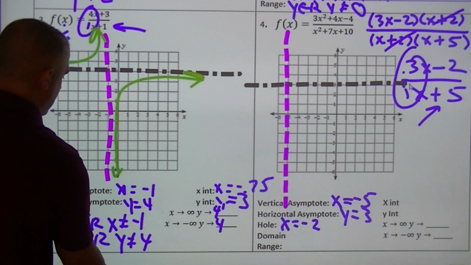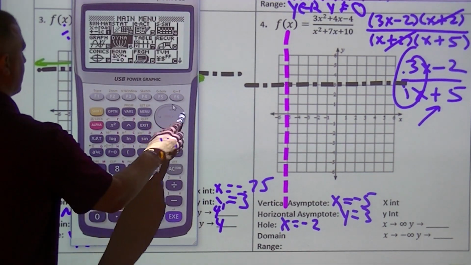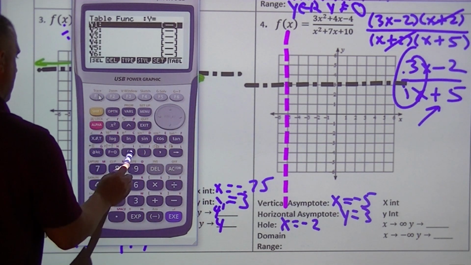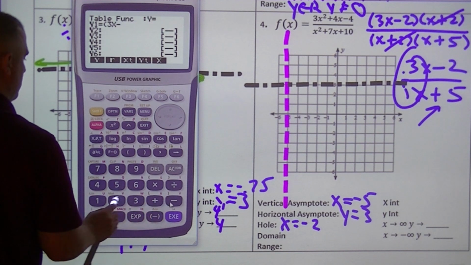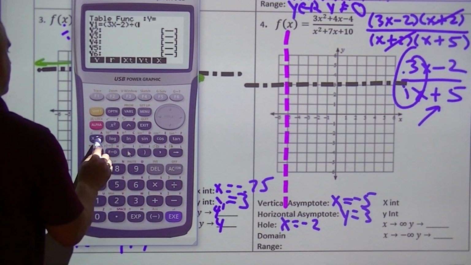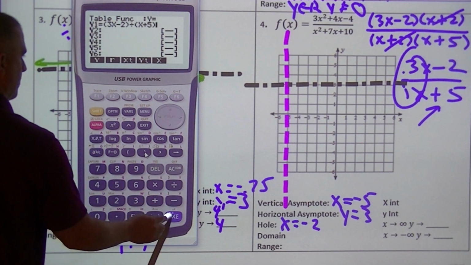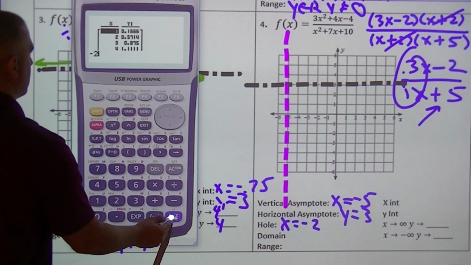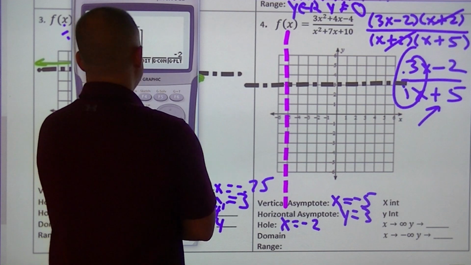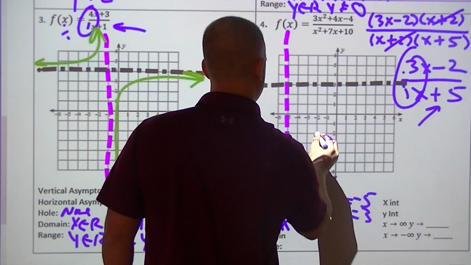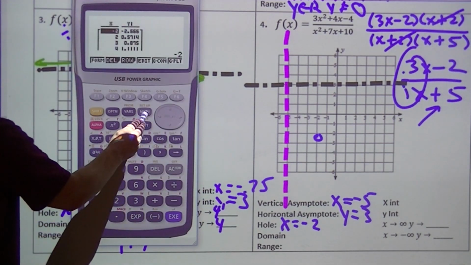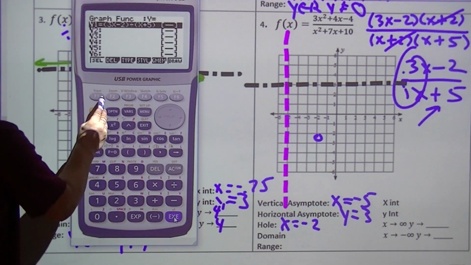Now I've got to put this in the calculator. I've got to put it in the table because I do have a hole in this case. So I graph what's left over: 3x minus 2 divided by x plus 5. My hole is at negative 2, so that's negative 2.6. So it's like in here. Now I'm going to go over to the graph and see what it looks like.